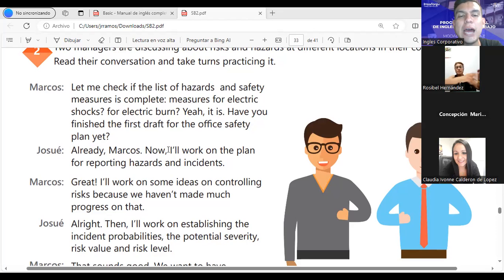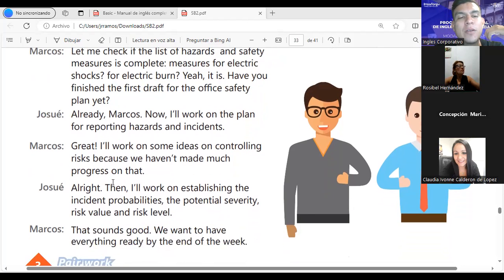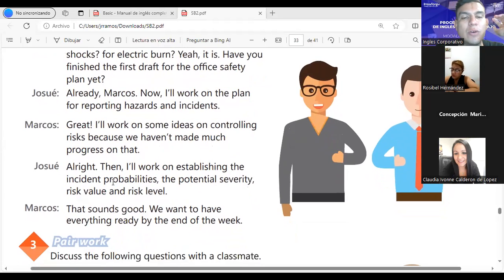Already, Marcos. Now I'll work on the plan for reporting hazards and incidents. Great. I'll work on some ideas on controlling risk because we haven't made much progress on that. All right. Then I work on establishing the incident probabilities, the potential severity, risk value, and risk level. That sounds good. We want to have everything ready by the end of the week.